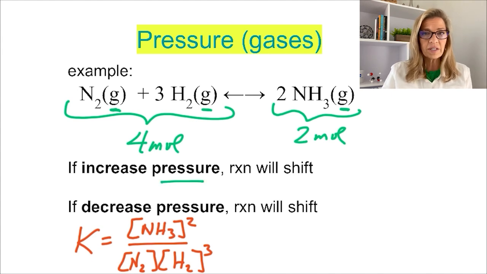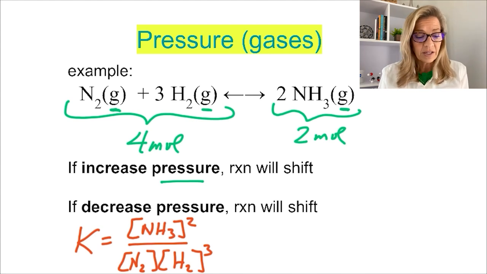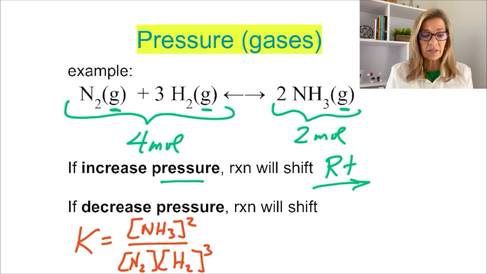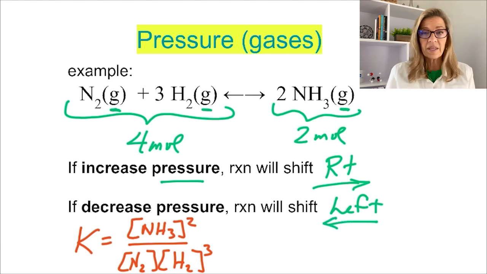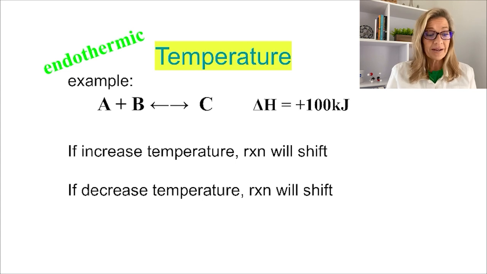So if we increase the pressure, the reaction is going to be favored on the smaller number of moles side. So the reaction will shift toward the right. In other words, toward the fewer number of moles. And then if we decrease the pressure, what's going to happen? The opposite, it's going to shift to the left to the larger number of moles. Okay? The last one would be temperature.